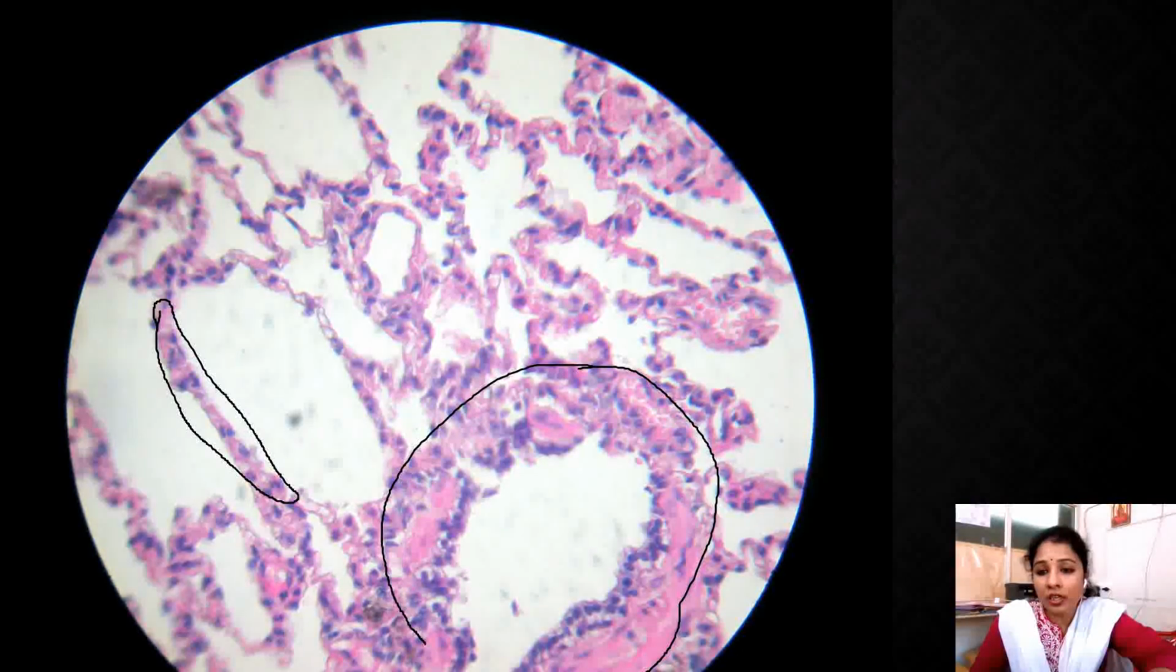So bronchioles are those which have a diameter of less than 1 mm. So they don't have cartilage around them, they are just surrounded by smooth muscle fibers.